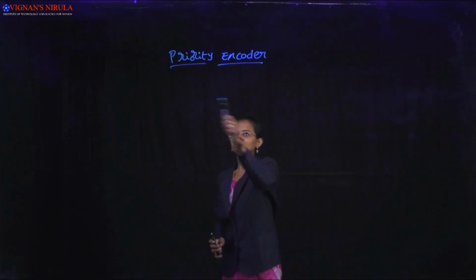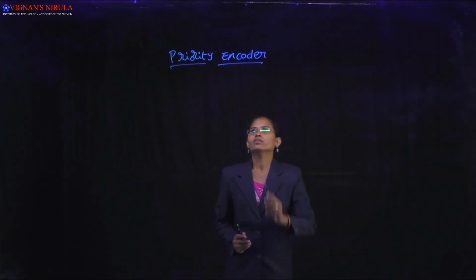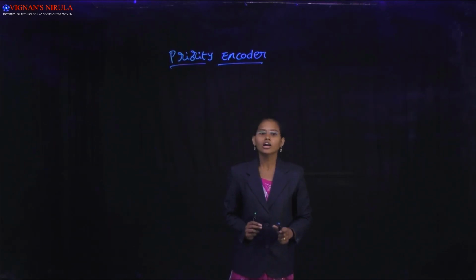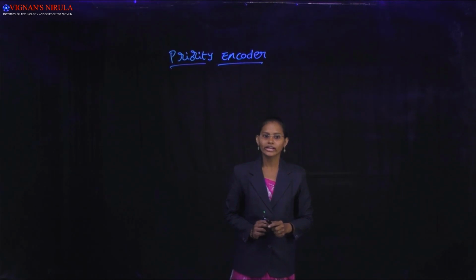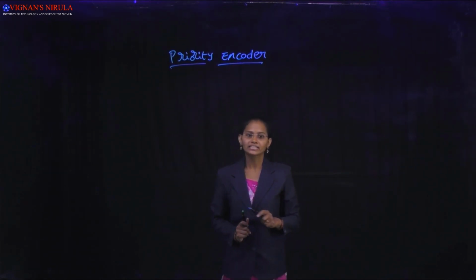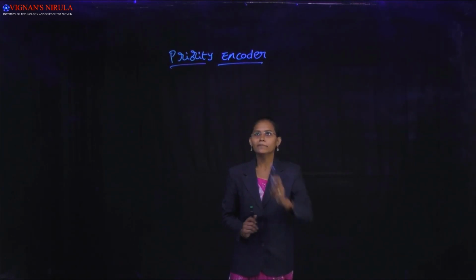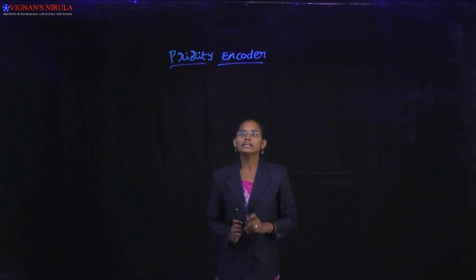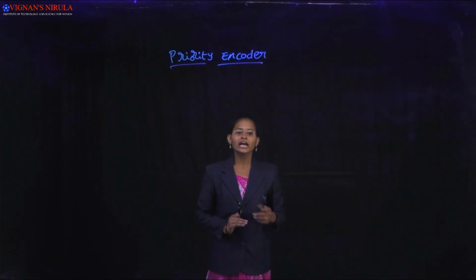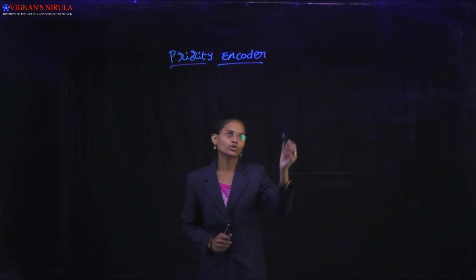And next topic is priority encoder. In this priority encoder, it is a combinational circuit. Already you learned the encoder and decoder, and this is the difference from the encoders and decoders. Coming to the priority encoder, it includes the priority functions. First, let's see the priority encoder block diagram.